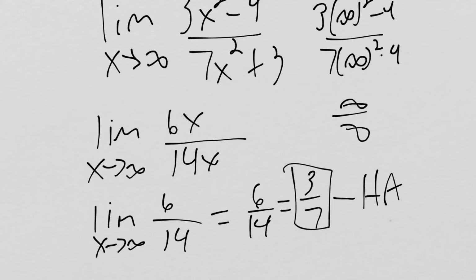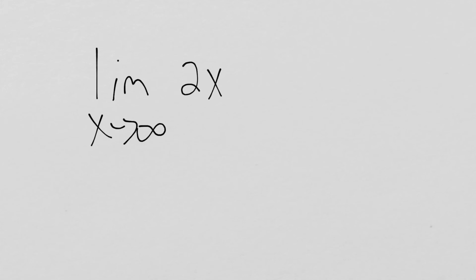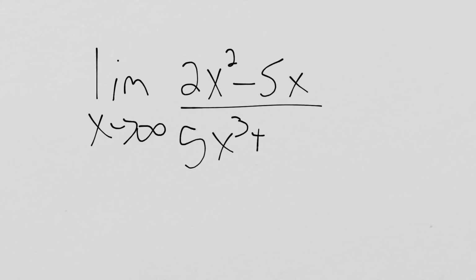So, I have one more to do, but I want to do another horizontal asymptote one really quick before we do this one. Okay, so let's say we have something like the limit as x approaches infinity of 2x squared minus 5x over 5x cubed plus 2. Okay, we know by our horizontal asymptote rules that this should be equal to 0, which is totally okay to just determine that by looking at our horizontal asymptote rules.